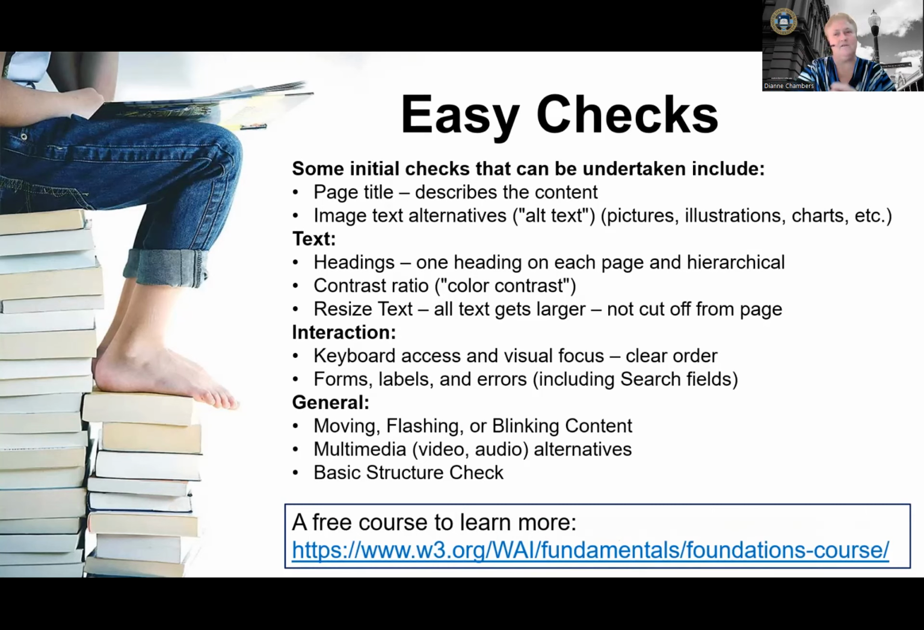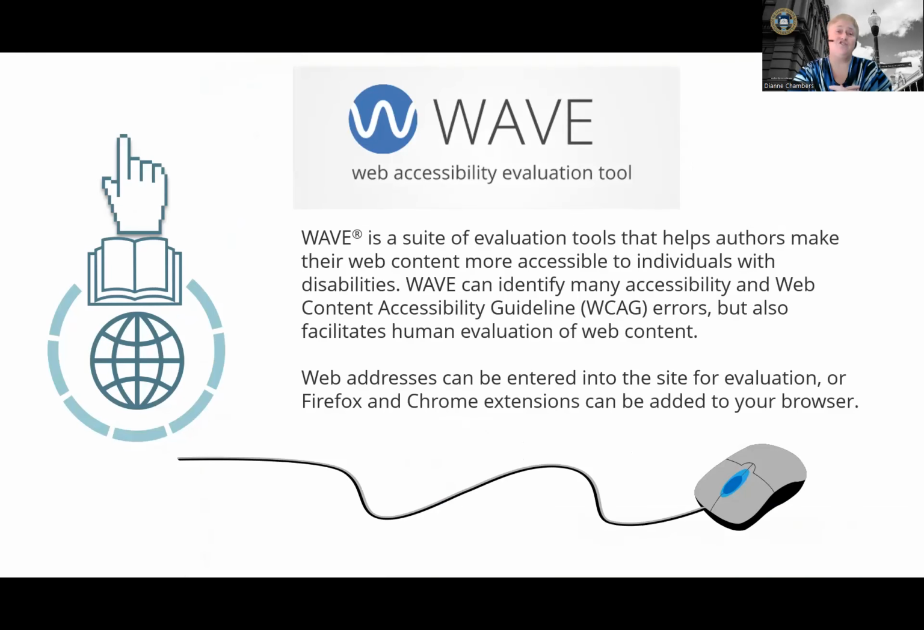So there's quite a lot of detailed information in regards to accessible websites, and some of it is beyond me. I try and do what I can, but I'm not a web developer, so easy checks can be more useful for me. If I want to really check a website for accessibility, I might look at something like Wave, and Wave is an evaluation tool.